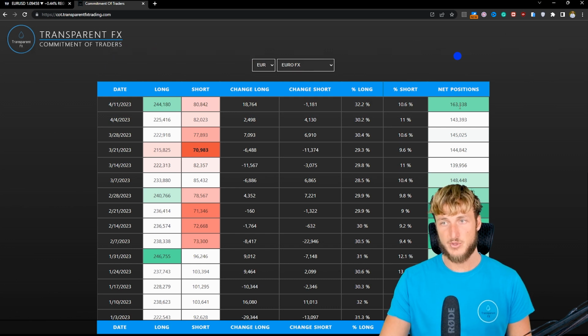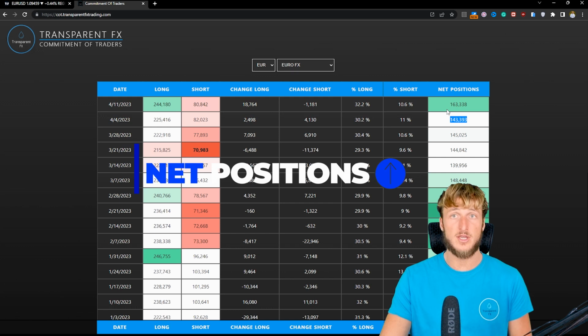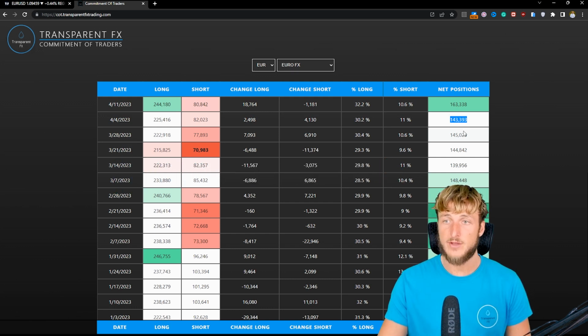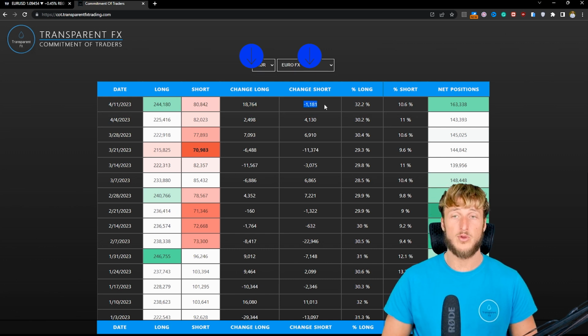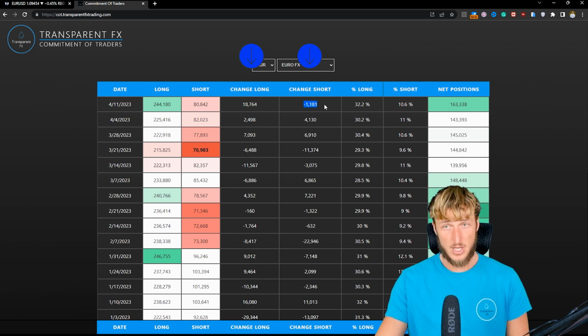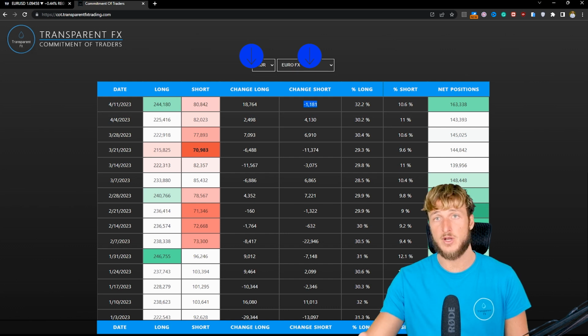Now, if we look at the net positions, we can see how with the last report, institutions have been longing EURUSD quite aggressively. We went from having 143k net positions all the way up to 163k net positions, with 18.7k longs getting added with the last report and 1.1k shorts getting closed. So we had 1,000 shorts closed and 18,000 longs added from an institutional perspective on EURUSD.